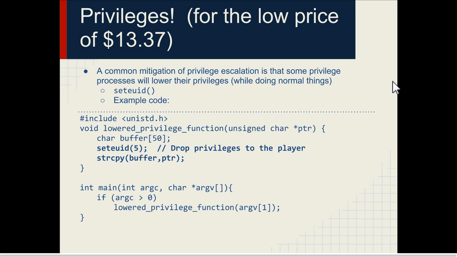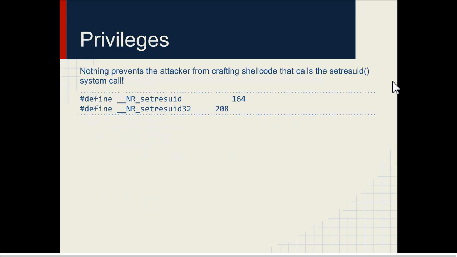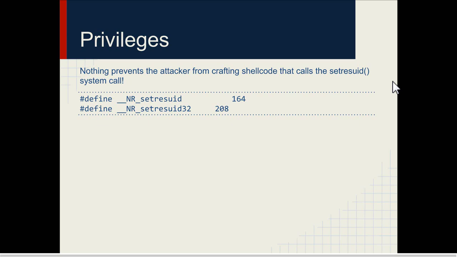Now, if I were to just use the shellcode that I previously used and overflow this buffer and overflow the return address and point the EIP to that shellcode I crafted, it's going to spawn a shell at this set UID level of 5, whatever that user corresponds to. However, nothing prevents an attacker from crafting shellcode that calls these set UID system calls.